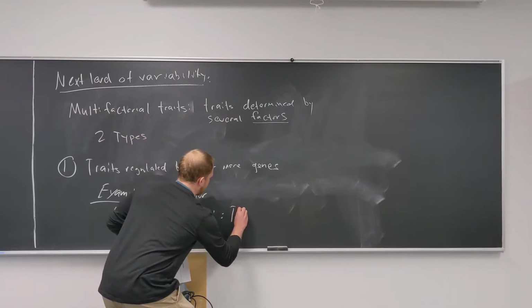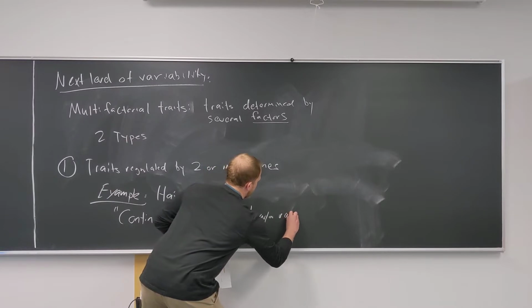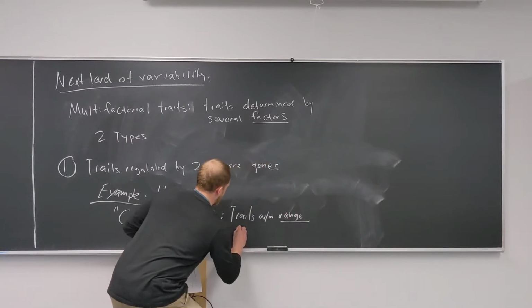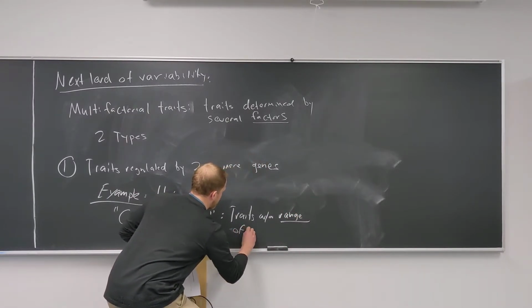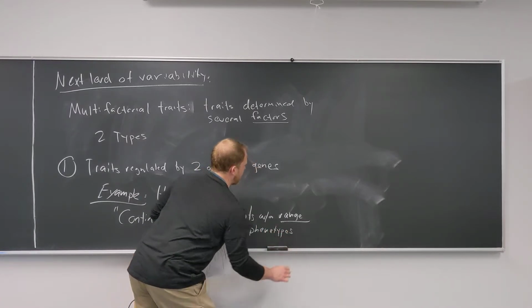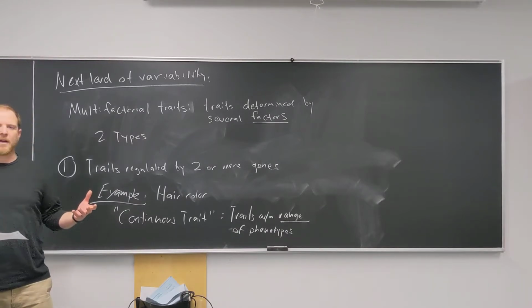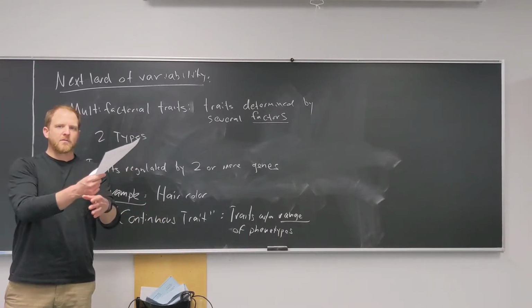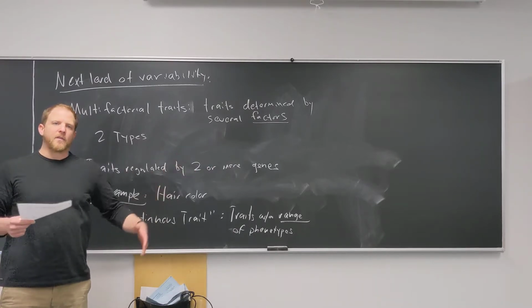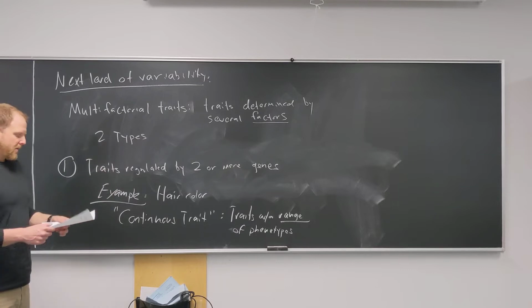They're traits with a range of phenotypes. Now, commonly, these continuous traits are controlled by multiple genes. That's how you get this huge variability in phenotypes for a particular trait. You can combine the function of a lot of different genes.